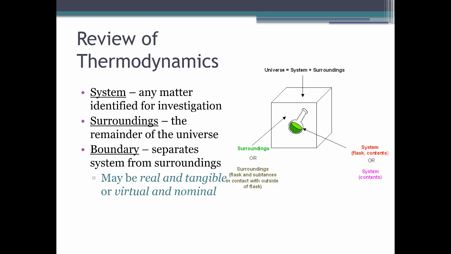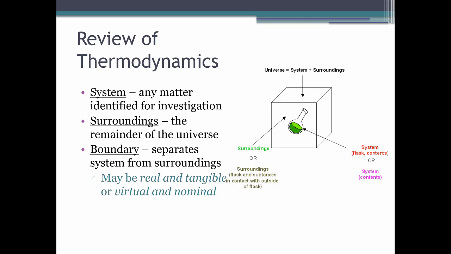It's your topic of interest. And then you have your surroundings, which is the remainder of the universe. So basically, your universe consists of your system, which you have of interest, and the surroundings, which consists of the rest of the universe. Then we have boundary, which separates a system from the surroundings.